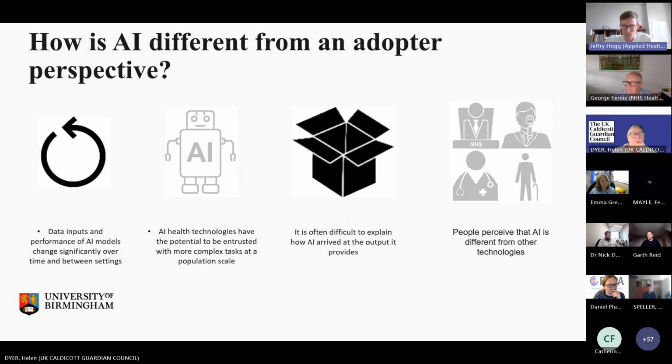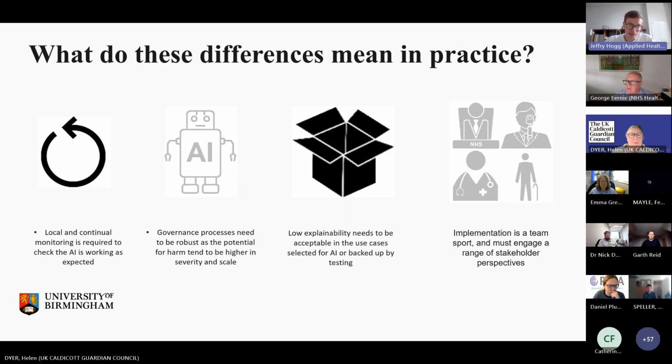There's the black box issue of being able to explain why AI came up with a certain output, which can be pretty challenging in certain use cases. And even if you're not convinced by any of those points that AI is different from other health technologies, a lot of people think it is. And in many ways, that's enough. Just the fact that it is perceived to be different sets it apart from other technologies. So if we go to the next slide, there are some implications for adopters around that.